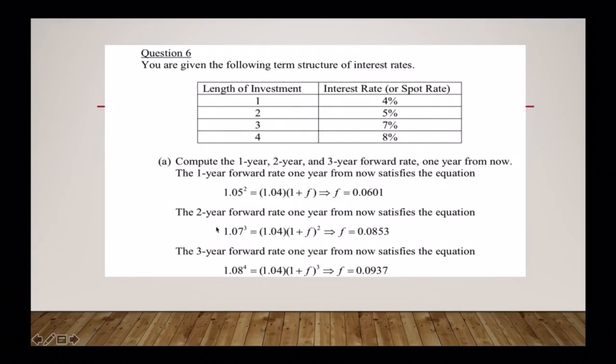And for the next one, 2 year forward rate 1 year from now. So 3 year spot rate is 7%. 1 plus 2 is equal to 3, so it is 1.07 to the power of 3, because the length of investment is 3. So that is equal to 1.04 times (1 plus f) to the power of 2, since it is 2 years from now, and so on. So you get f equal to 0.0853. This is basically just trying to find what satisfies the equation.